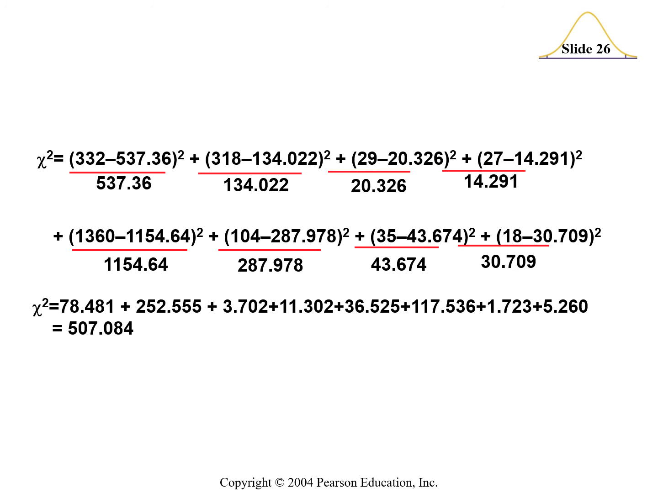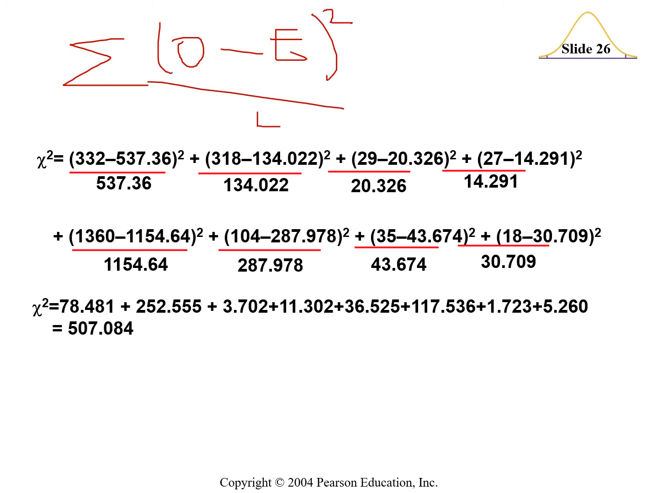Chi-square is the summation of (O minus E) squared divided by E.